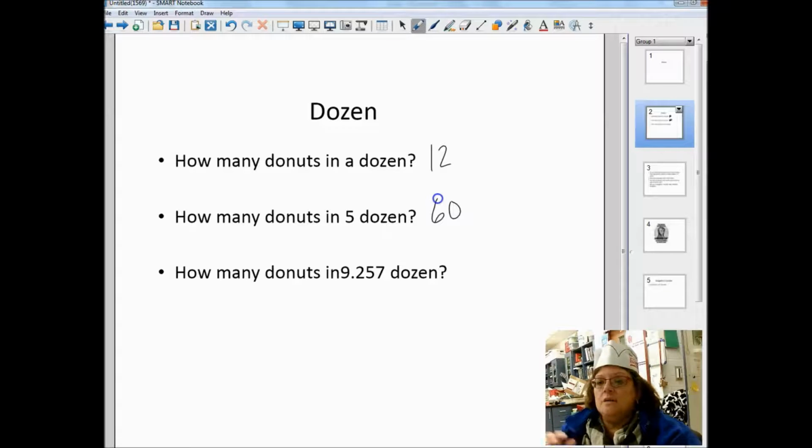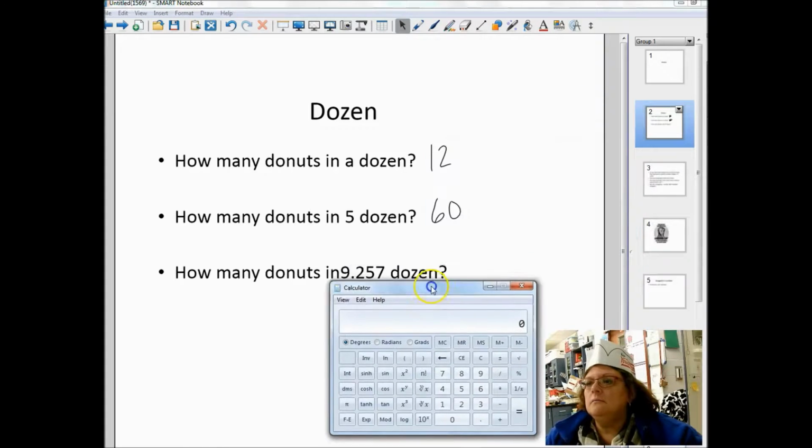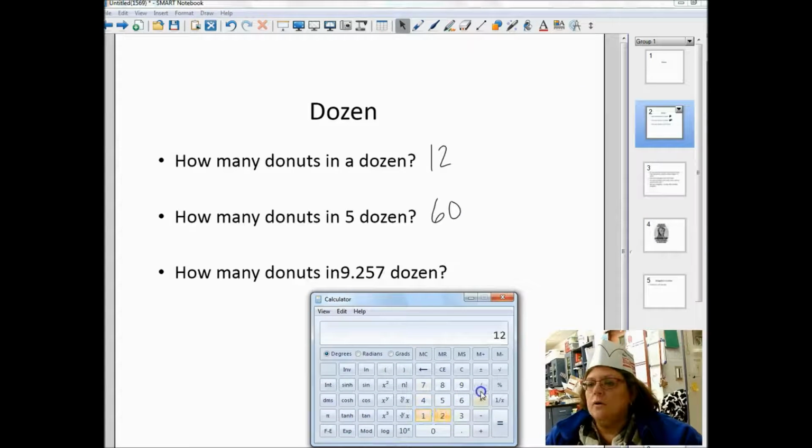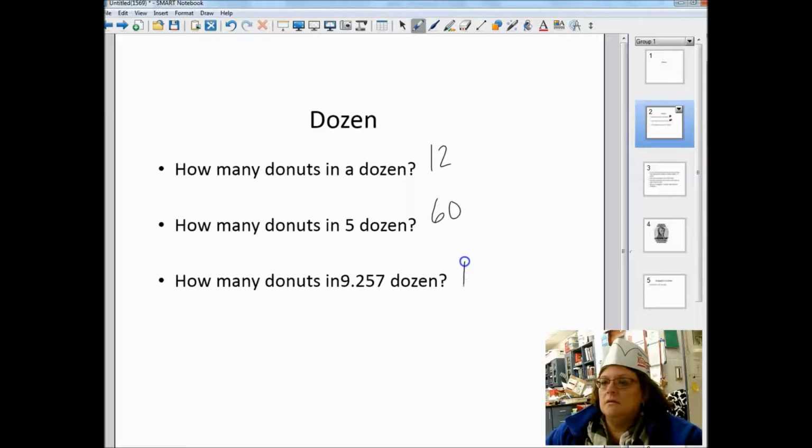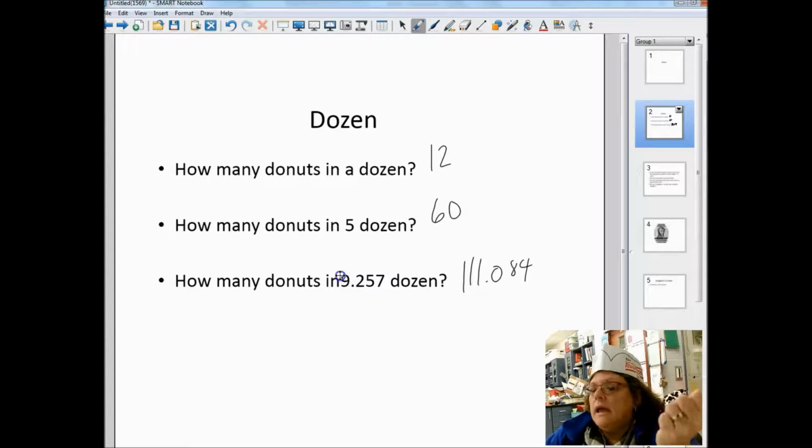How many donuts in 9.257 dozen? You're going to have a calculator for this. 12 times, I guess I could do the calculator on the board so you can see me. 12 times 9.257 is 111.084.